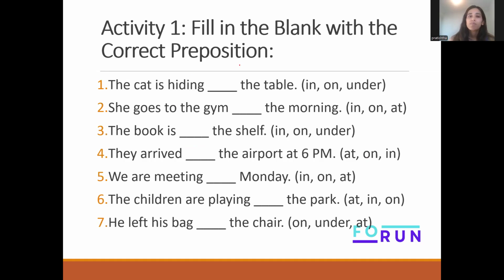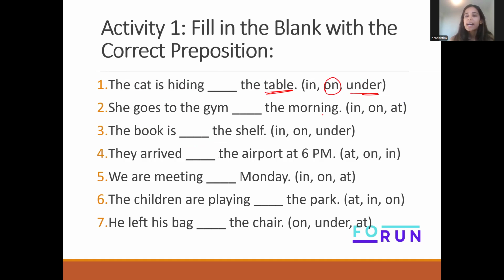Fill in the blank with the correct preposition. The cat is hiding dash the table. It's inside the table, on the table, or under the table. In this case, you can use "on" if it is on the table, "under" if she's under the table. So both are fine, to be honest.